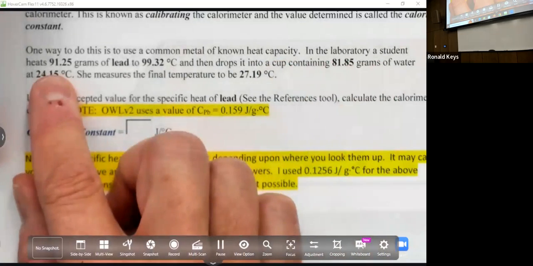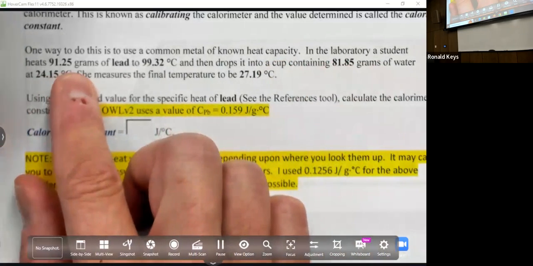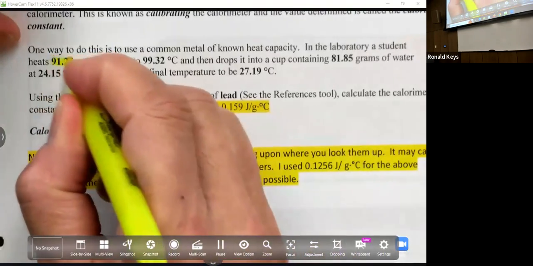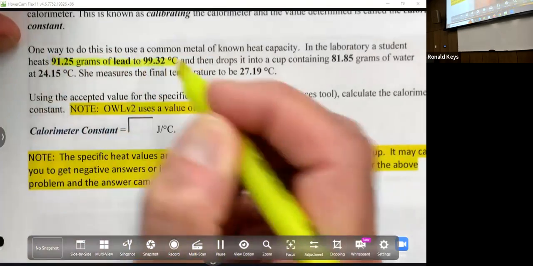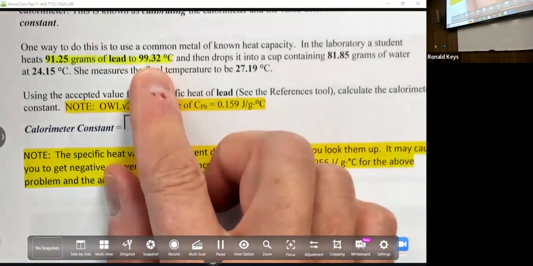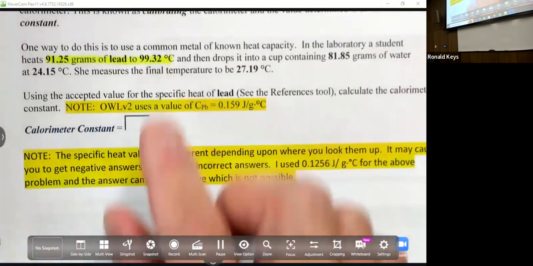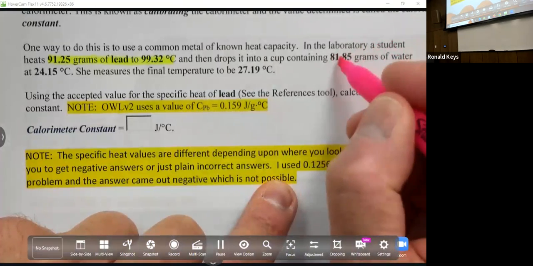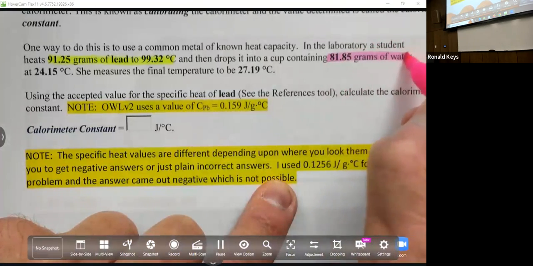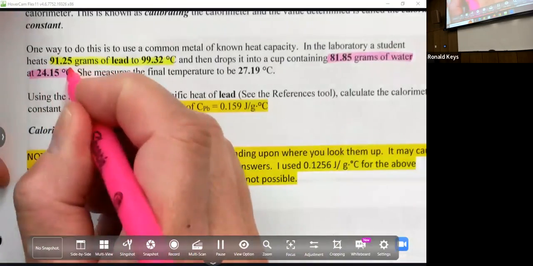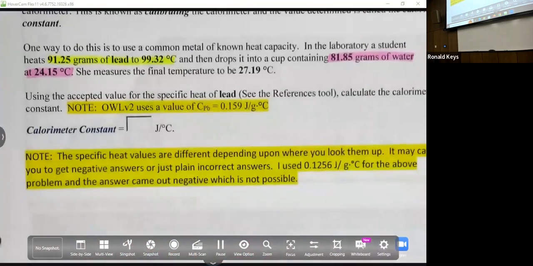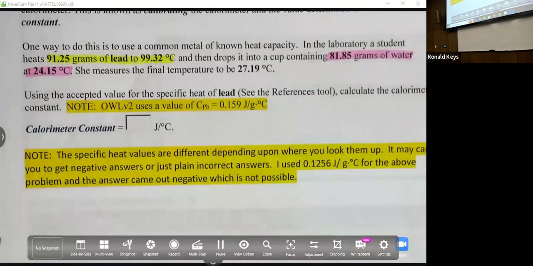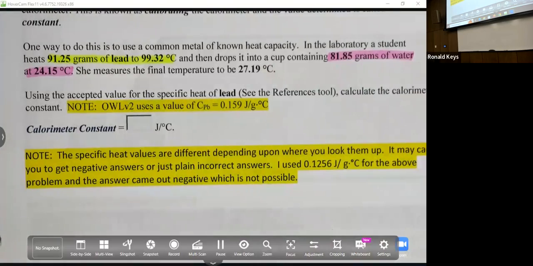In the laboratory, a student heats 91.25 grams of lead. The initial temperature of that lead is 99.32, and drops it into a cup containing 81.85 grams of water at 21.5. Final temperature is 27.19.